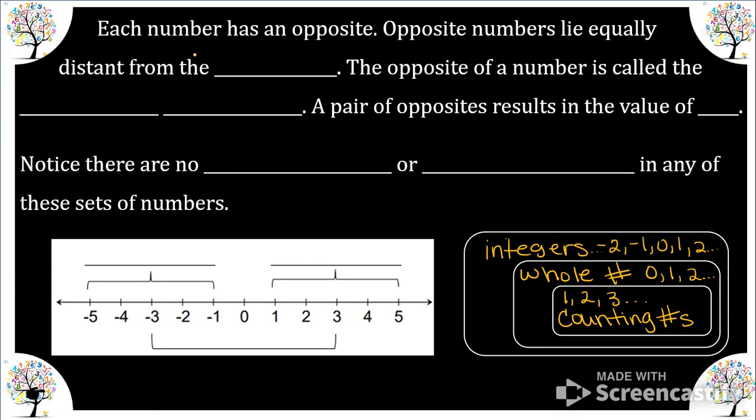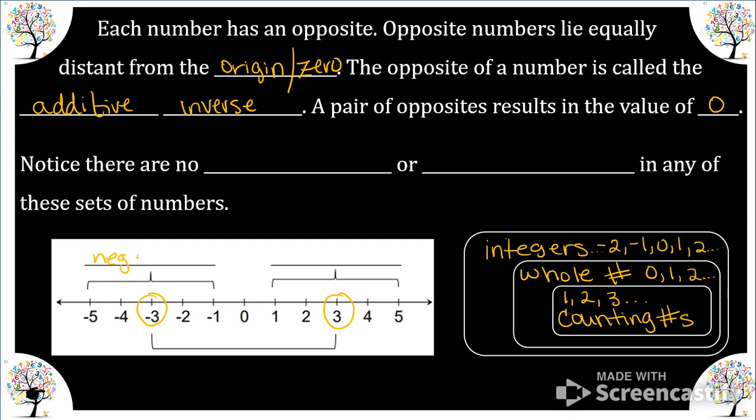Each number has an opposite. Opposite numbers lie equally distanced from the origin. You can also just think of it as the number 0. The opposite of a number is called the additive inverse, which we just talked about. A pair of opposites results in the value of 0. So when you combine an opposite pair of numbers, you're going to get the value 0.